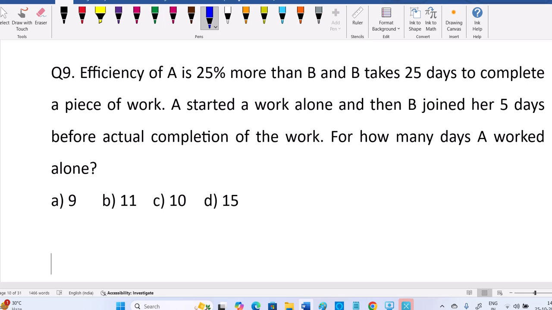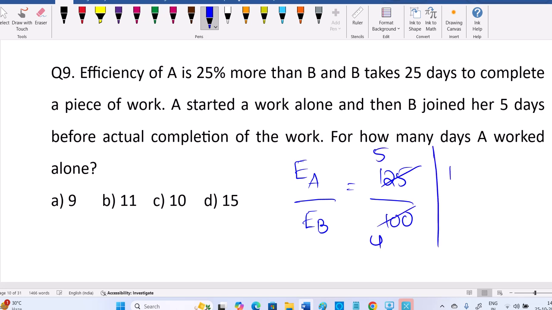Efficiency of A and B is in the ratio 125%. If B is 100, A will be 125. This is a 5 to 4 ratio. Then timing will be 4 and 5 here, because time and efficiency are inversely proportional.